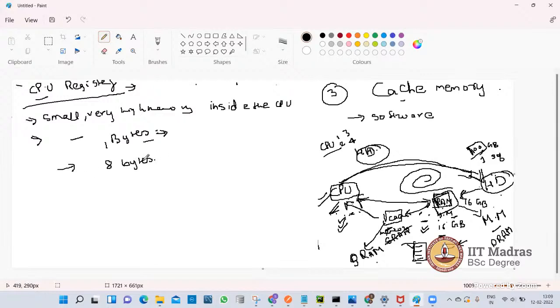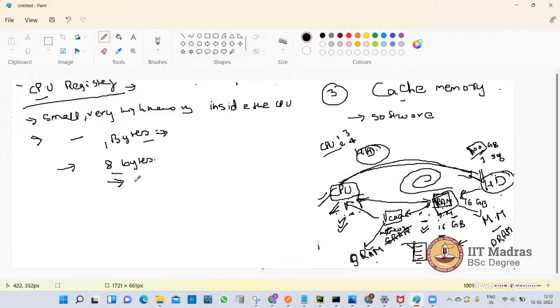The registers inside the CPU are basically responsible for the performance of the CPU. If the size of the register is more, the CPU performance will also be more. The CPU will be able to fetch more instructions at a time, and it will execute instructions faster.